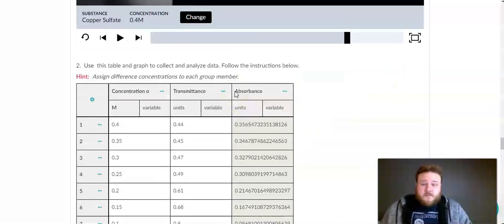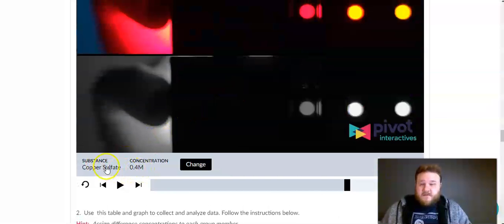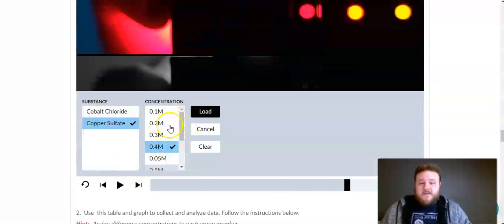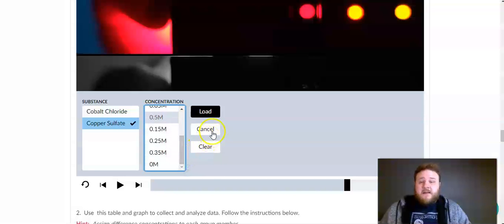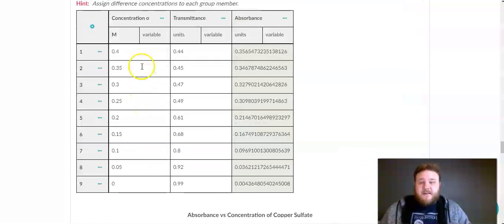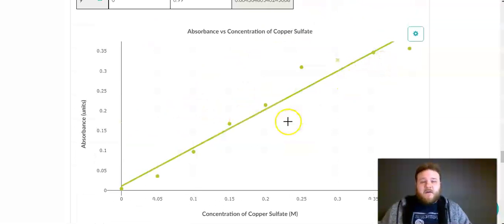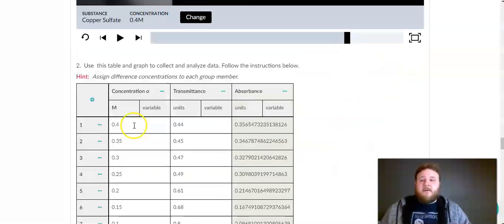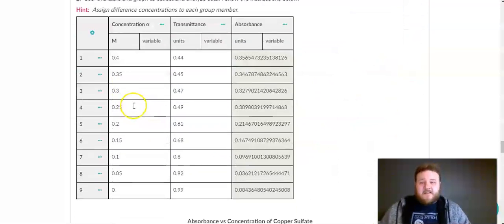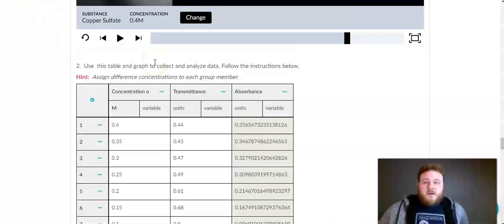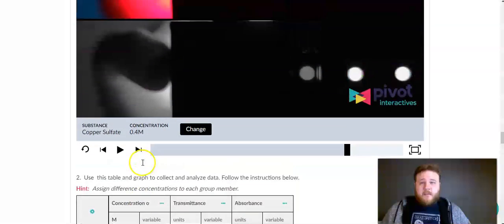Okay, so first of all, look at the concentrations. Under copper sulfate, these are all the concentrations that are given. We want to use all of them. It doesn't matter if your data table is organized from highest to lowest or lowest to highest, because once we plot it, it'll plot it in the correct order for you. But I happen to put mine from highest to lowest. So I started my concentration at 0.4 and went all the way down to 0.